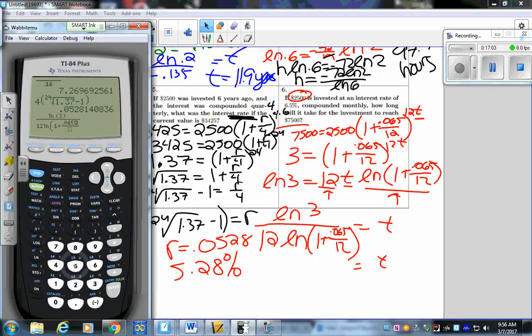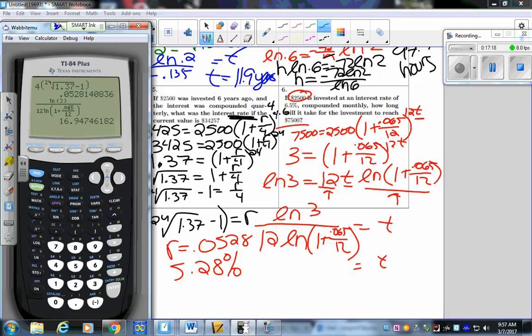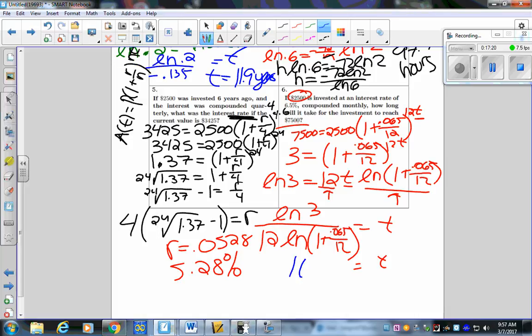0.065. The nice thing is you don't have to worry about making sure you have parentheses in the right spots, in case you make a human error when you type it in. The calculator is only as smart as you tell it to be. If you type something in wrong, it will give you the correct answer for the wrong problem. All right, so about just shy of 17 years.